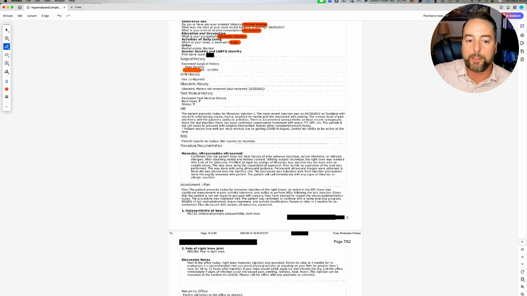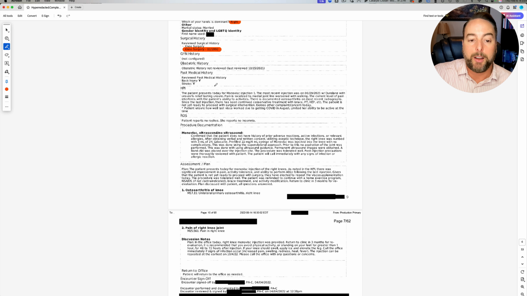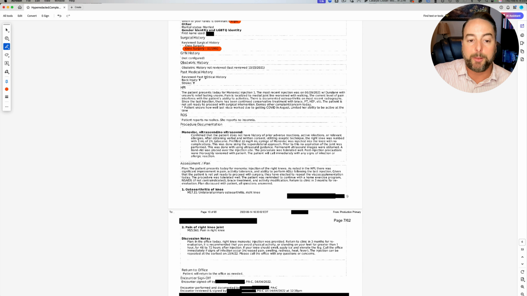For instance, surgical history. Look at this, guys. Knee surgery in 1992, long before whatever happened here with this incident. So definitely would be relevant to note that knee surgery. Looking on down here, past history, they've had back injuries. They've had a stroke before. Look at that. So this is all relevant stuff that we would want to know.